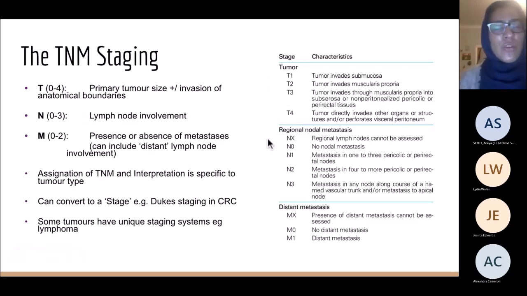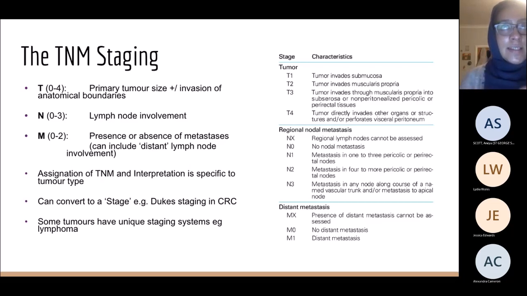Then you have N, which includes how many lymph nodes are involved, and that again gives you a good idea of the spread of the cancer. And M as well talks about if there are any distant metastases and involvement of distant organs. Again, the TNM staging you see here is more generic, and as I mentioned, it is specific to different cancers, but the general principles apply to all the different cancers that use TNM staging.